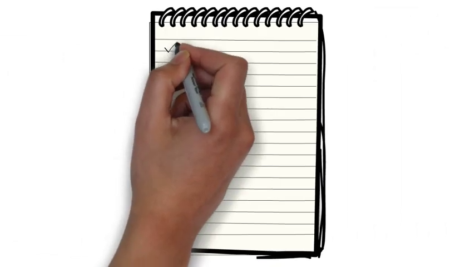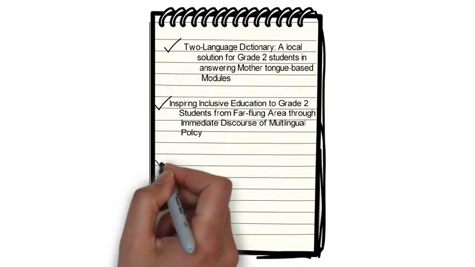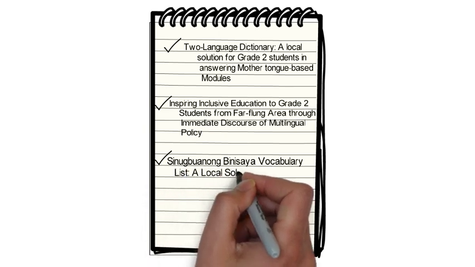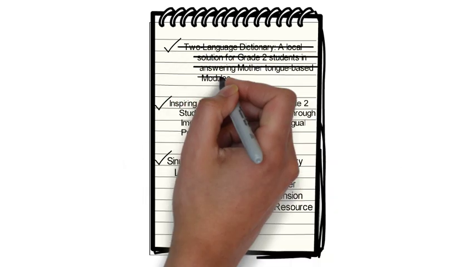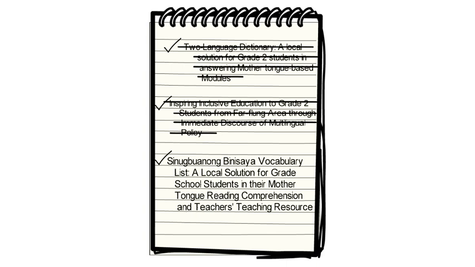After coming up with the topic, we then started to make a list of titles for our action research study. Amidst this list, we settled on the Sinugbuan ng Binasaya vocabulary list, a local solution for grade school students in their mother tongue reading comprehension and teachers' teaching resource.